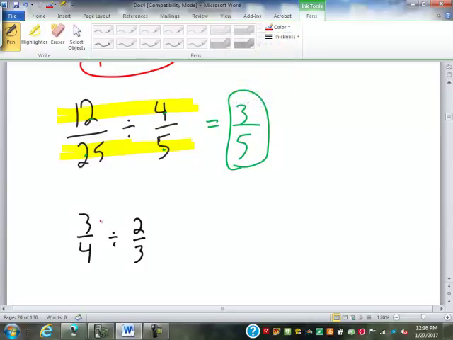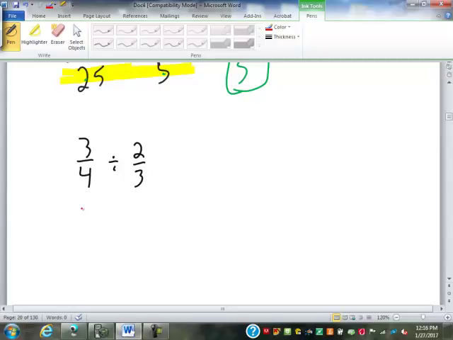What have we been taught to do to divide those fractions like that? Multiply by the reciprocal. So the first fraction doesn't change. It stays 3/4. We change it to times. The reciprocal of 2/3 is 3/2. So now it's just 3 times 3 is 9. 4 times 2 is 8. 9 eighths or 1 1/8.